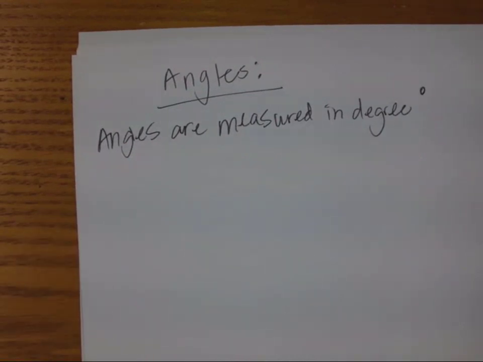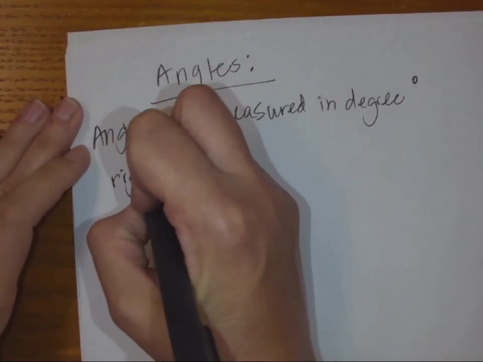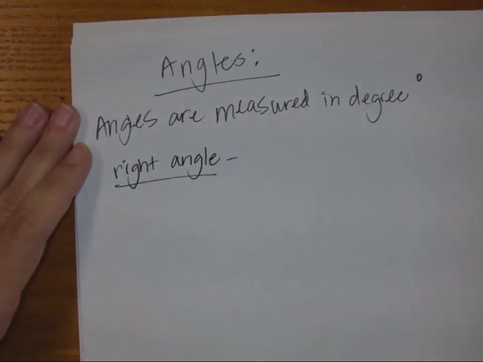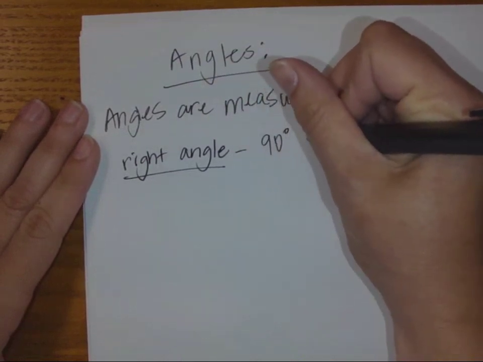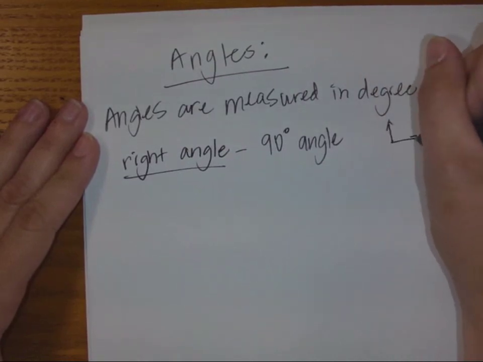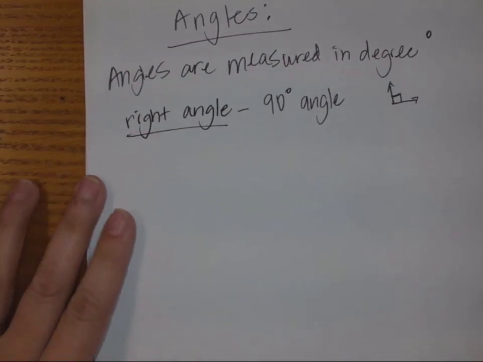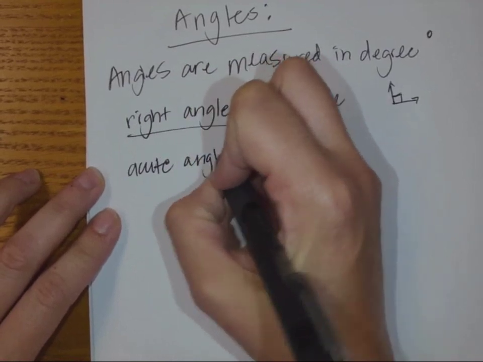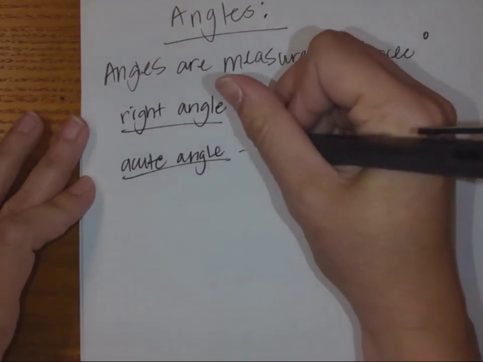We have three different types of angles that we're going to talk about in this class. The first kind is the right angle, which you've seen as you were making your geometry book. A right angle has a 90-degree measurement, and we usually know it because it has this little box that shows it's a right angle. Then we have an acute angle, which is smaller than 90 degrees.